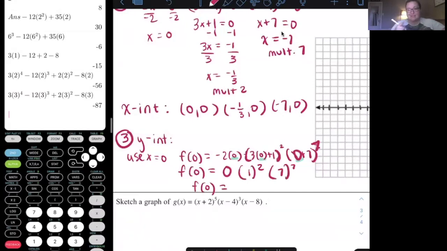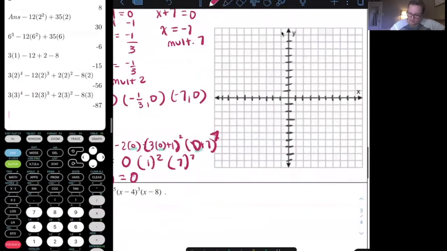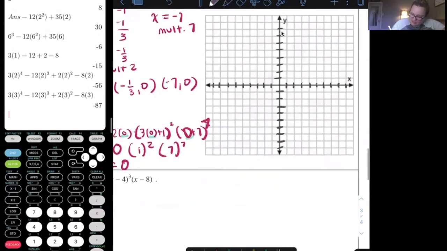Well, a nice thing happens here. 0 times anything is just 0. So it doesn't even matter what 7 to the 7th power is, because 7 to the 7th times 1 is 7 to the 7th, times 0 is just 0. So our y-intercept is (0, 0). So let's plot those points. Let's go ahead and label our axis first. And I recommend waiting to label your y-axis until you know what some of your y values are going to be.